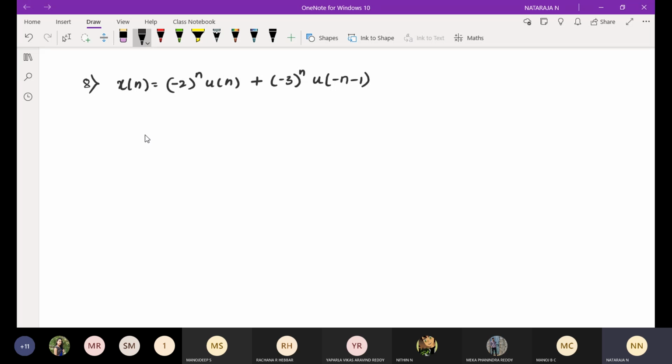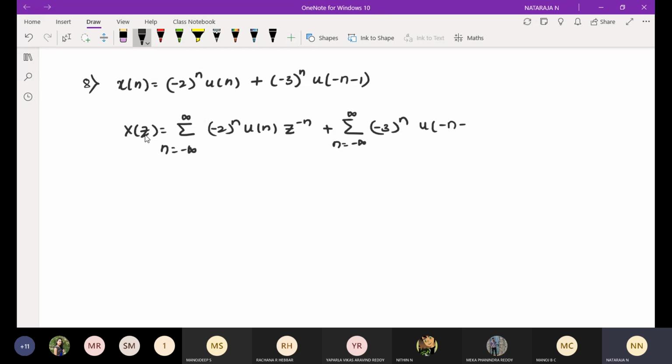Okay, here as usual, it is solved the same way as the last case. X of z is equal to summation n is equal to minus infinity to infinity x of n z power minus n. The whole term we can take as x of n. I am going to split it here: minus 2 to the power of n u of n into z power minus n, plus summation again n is equal to minus infinity to infinity minus 3 to the power of n u of minus n minus 1 into z power minus n.